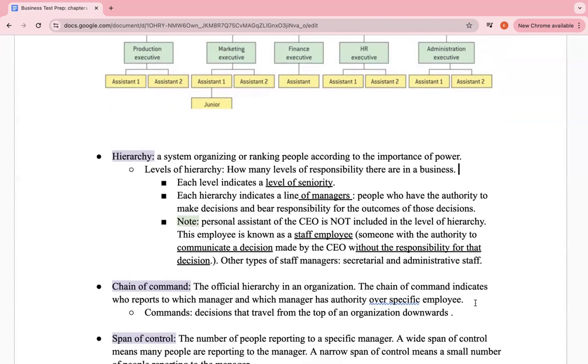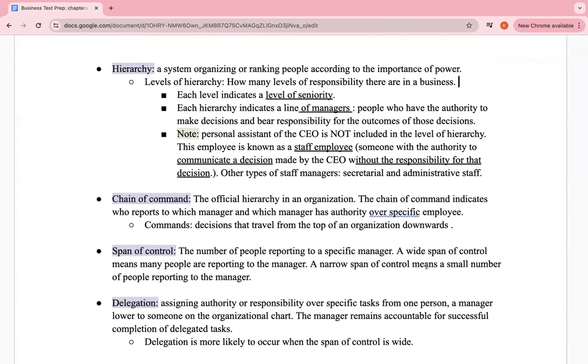So now, what is a chain of command? A chain of command is the official hierarchy in an organization. The chain of command indicates who reports to which manager and which manager has the authority over which specific employees. So let's say manager X has authority over employees 1, 2, and 3. Manager Y has authority over employees 4, 5, and 6. So this is what we're trying to say, in other words, in more complex words.